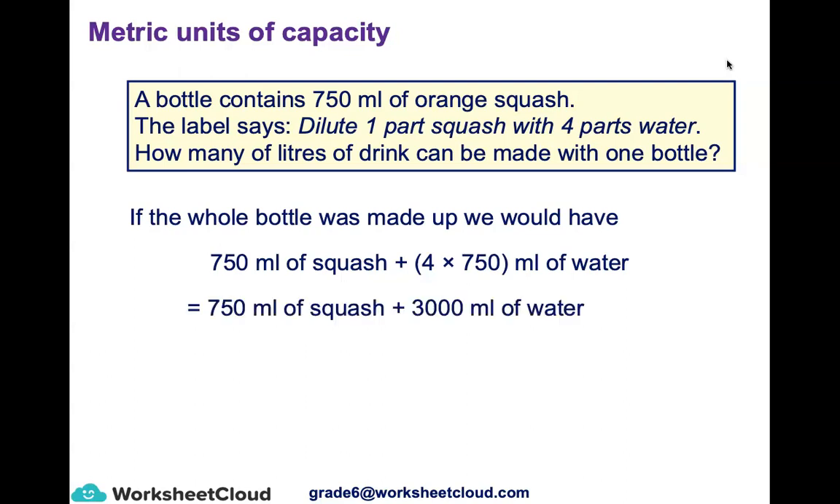So we know 4 times 750 is 3,000. We need to add them together, and that's how many milliliters of drink we have. And we know to get from milliliters to liters, we divide by 1,000. When we divide by 1,000, our number gets 3 places smaller. You can see that 3,750, 3 places smaller, is 3.75. Remember, I don't need to have 3.750. I can leave that 0 off, and it's exactly the same as 3.75.